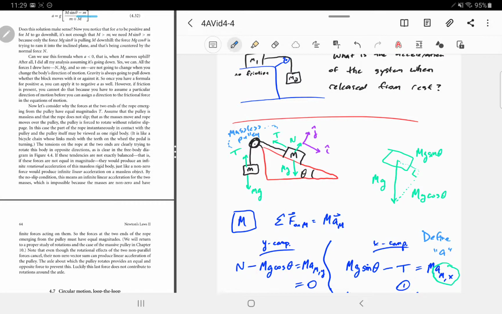So your book mentions this. It's kind of like, well, we'll come back to that point. But just know that if those tensions weren't the same, and the pulley was a massless one, then we would get a logical inconsistency. But to understand why that is, we're going to need the rotational analog of Newton's second law. So we'll come back to this. So maybe wait until you see this equation.